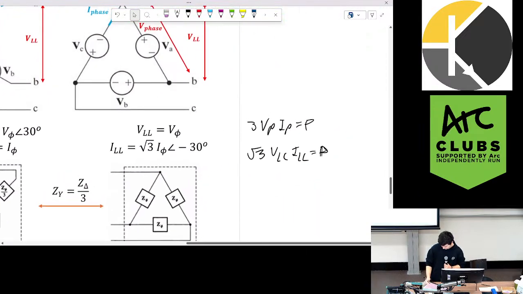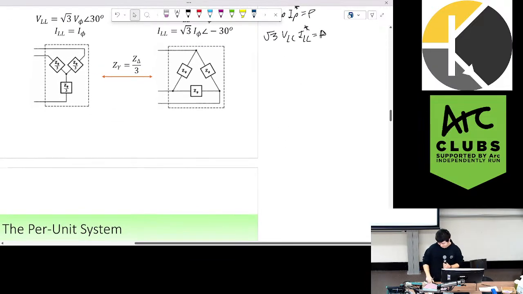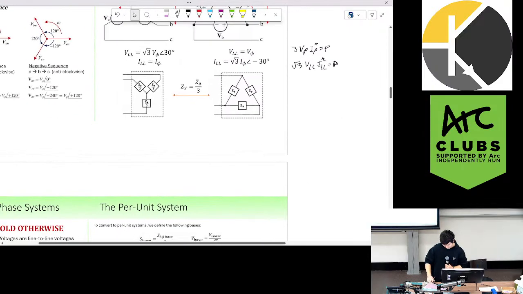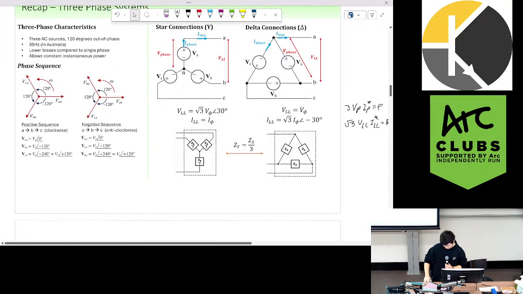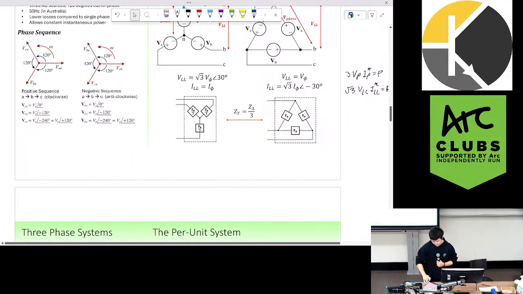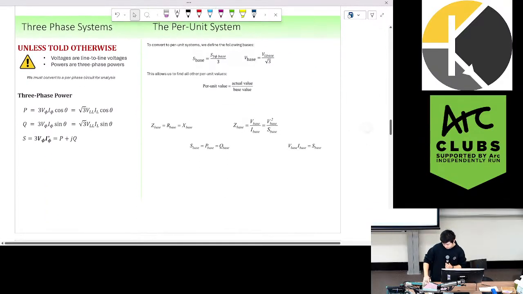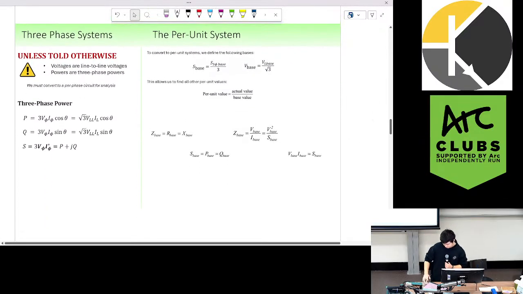Something to note as well that I kind of skipped: don't forget to conjugate your current. Very silly mistake. Positive sequence, negative sequence for phase sequences. Positive is just clockwise, negative is anti-clockwise, running ABC. Otherwise, that's pretty much general content for topic 2. There's not too much more to cover.